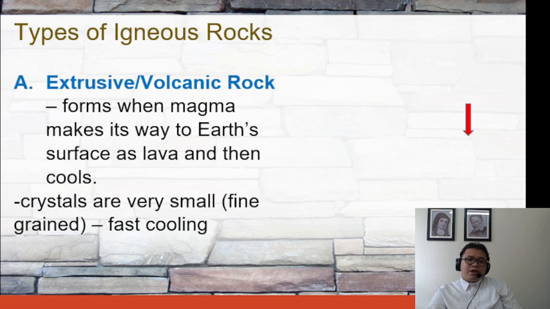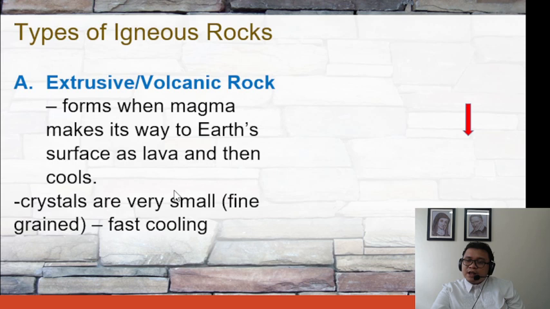Now let's further classify igneous rock according to the location where they are formed. So according to where they are formed, they can be classified as, number one, letter A, extrusive or volcanic rock. When you say extrusive, from the prefix ex, that means it's outside. So these are rocks that are formed when magma makes its way to the Earth's surface as lava and then cools down. Take note that when magma reaches the surface, we call it lava.